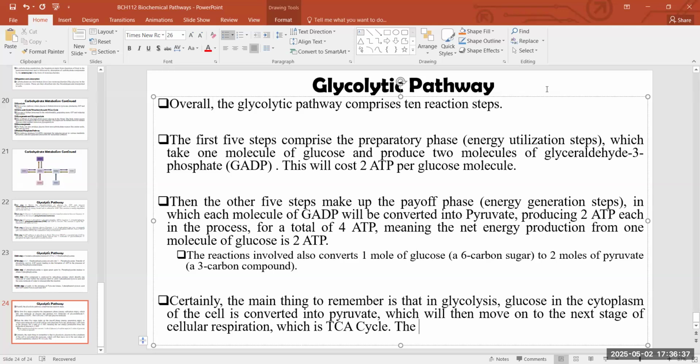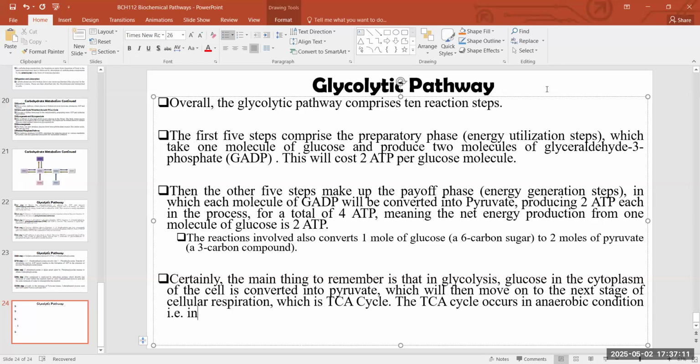So I'll just summarize what I've just finished explaining. The TCA cycle occurs in anaerobic condition, that is, in the absence of oxygen.